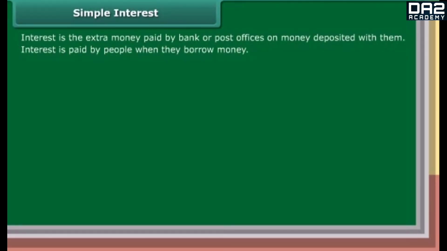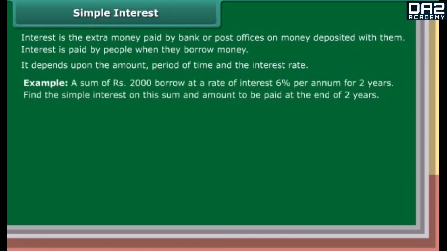Simple interest. Interest is the extra money paid by banks or post offices on money deposited with them. Interest is paid by people when they borrow money. It depends upon the amount, period of time, and the interest rate. Example. A sum of rupees 2000 is borrowed at a rate of interest of 6% per annum for 2 years. Find the simple interest on this sum and the amount to be paid at the end of 2 years.